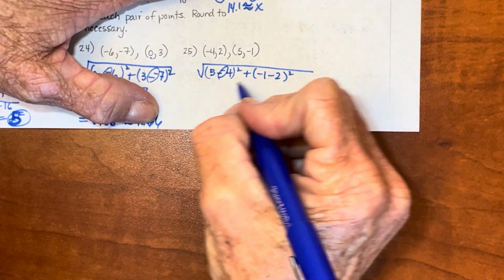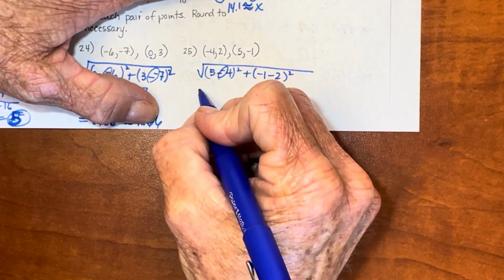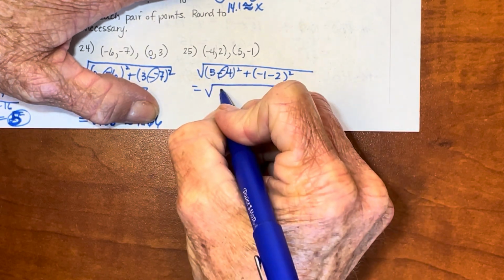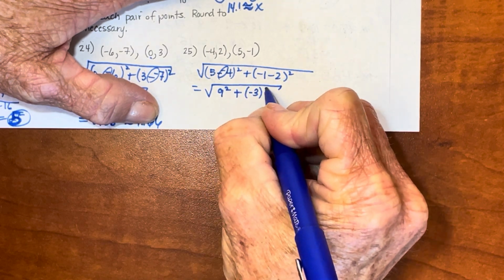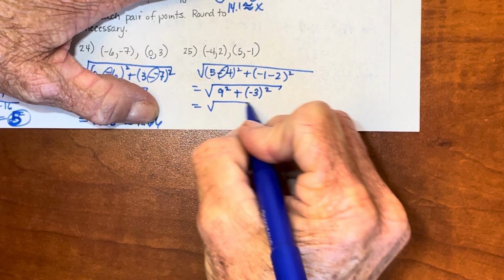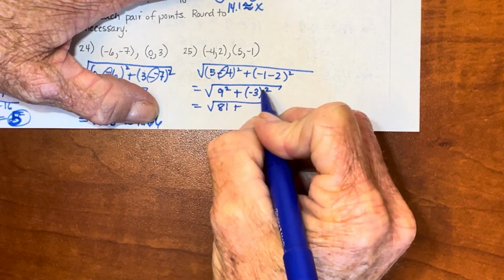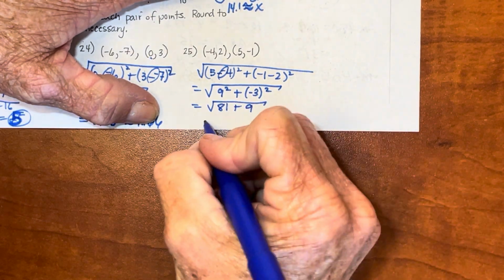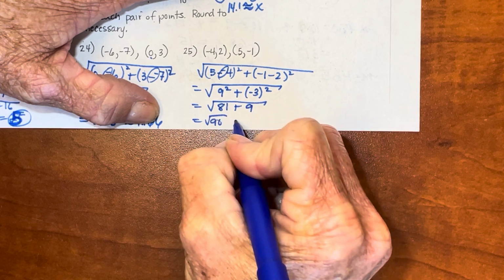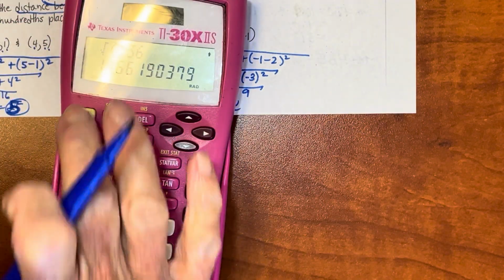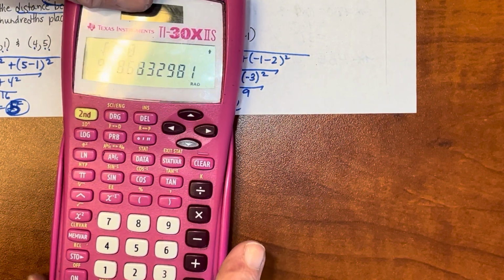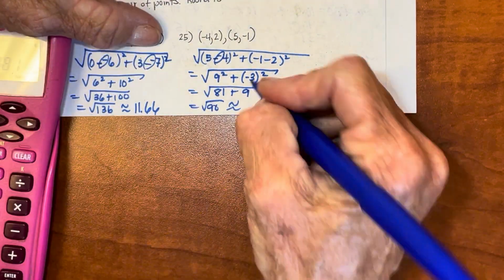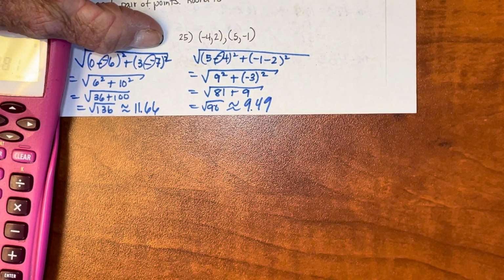Finally, one last time, the second x minus the first x squared plus the second y minus the first y squared. That's going to become addition. So 5 plus 4, we end up with the square root of 9 squared, and this is going to be negative 3 squared. 9 times 9 is 81. Negative 3 times negative 3 is 9. So we have the square root of 90, which is also not a perfect square. So when we take the square root of that and round, it'll be 9.49.